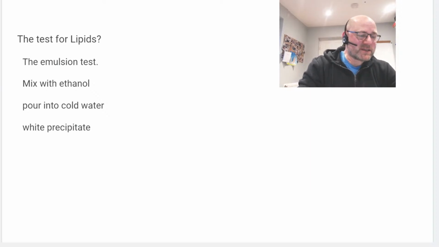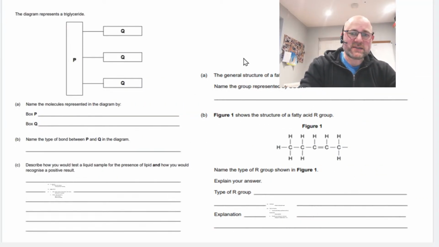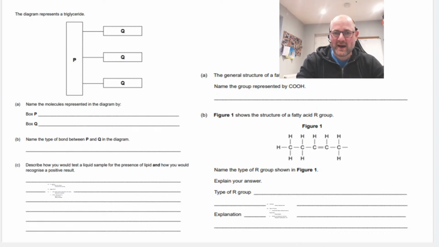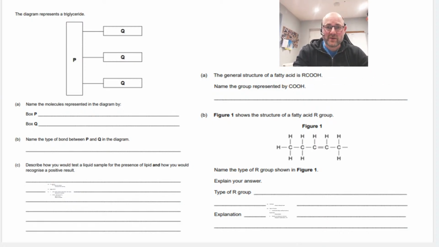Right, going to go through some exam questions. So these are some A-level exam questions. So just going to shrink my fat head down. My lipid head, or triglyceride head, I should say.